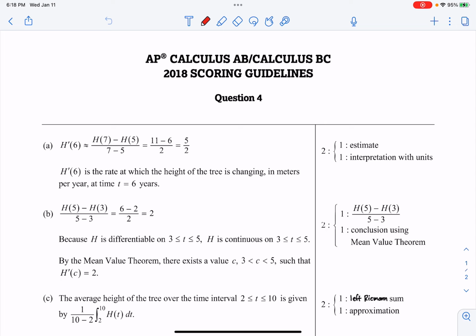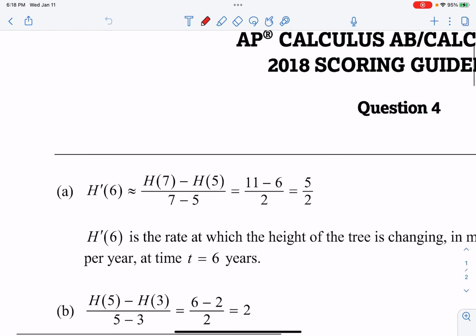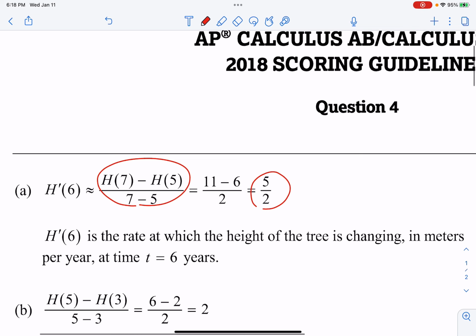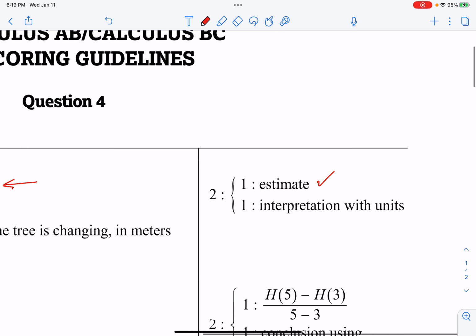Scoring, FRQ. We'll start with part A. It looks like we made the right approximation here. We used exactly that, and we got 5/2. They didn't even include the units here, but you should always include units. So we have the estimate. It looks like I got that point. You get another point for the interpretation with units. So there's the units.